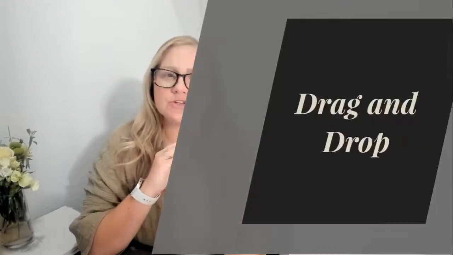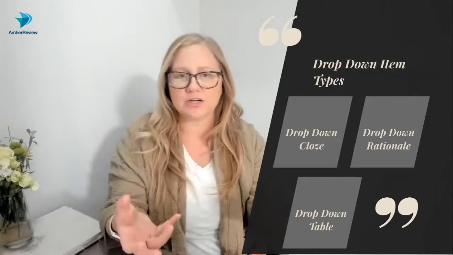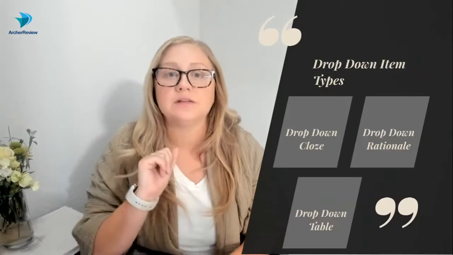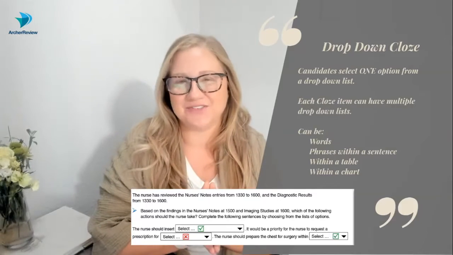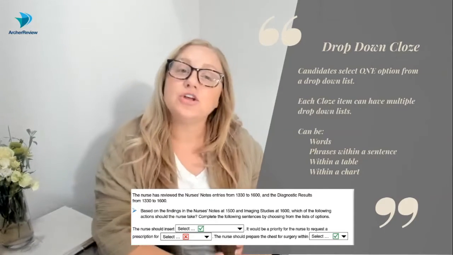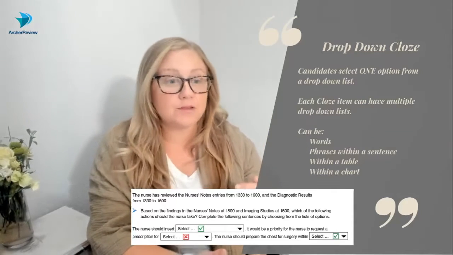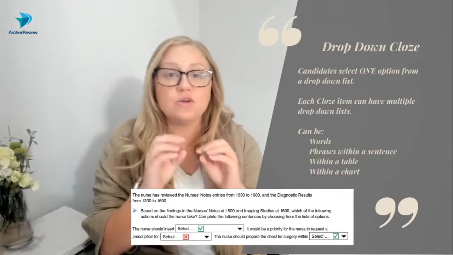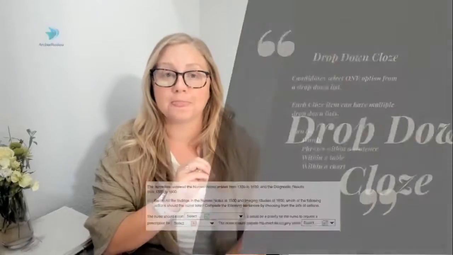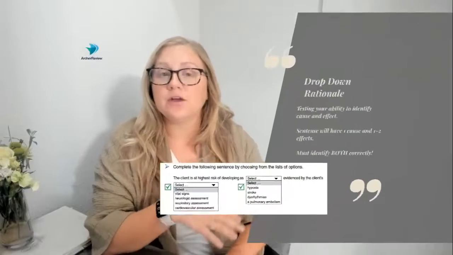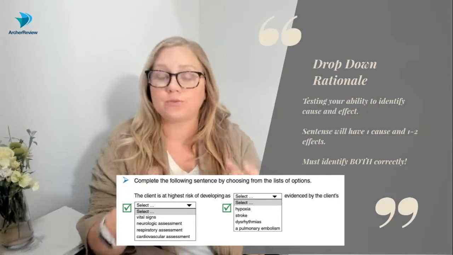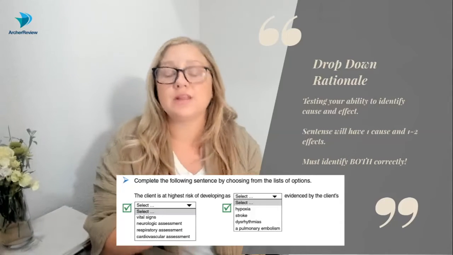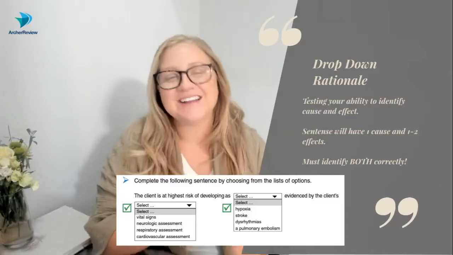Now, similar to drag and drop, you're also going to see drop down. You can also see this in a cloze or a rationale, and you can also have drop down tables. The drop down cloze will look very similar to that drag and drop, but instead of a list of tokens, you have a drop-down menu for each blank that will have 3 to 5 responses, and you'll be asked to select the correct one. In the drop-down rationale, you'll have a sentence, a passage with 2 blanks, and again, a drop-down menu with 3 to 5 options, where you must appropriately identify the cause and effect to get 1 point for the item.